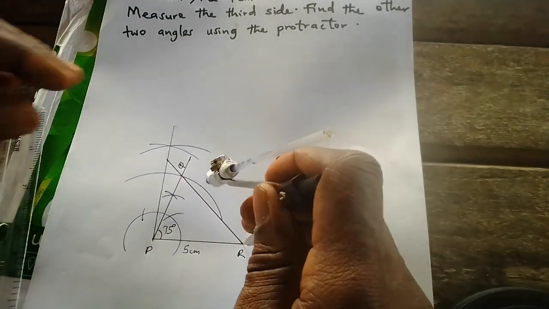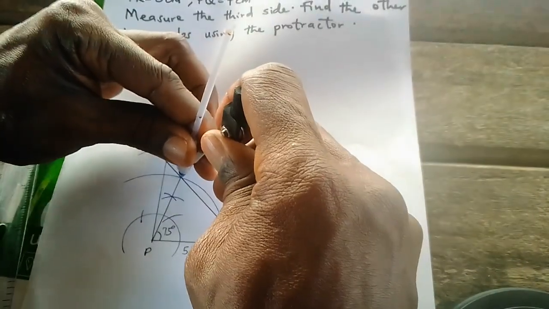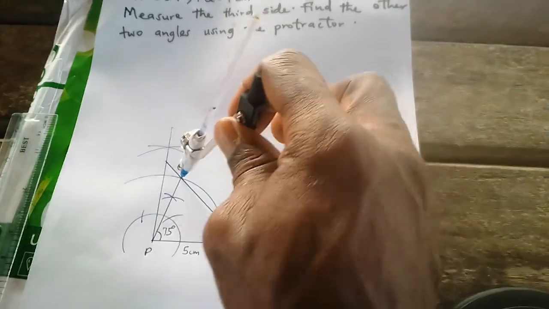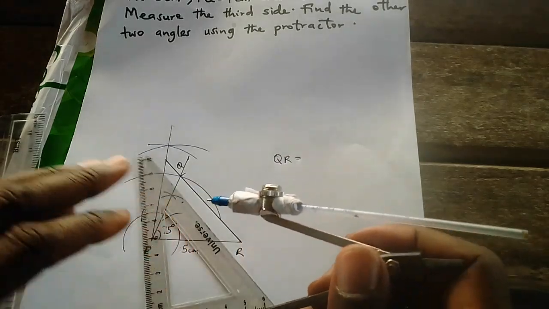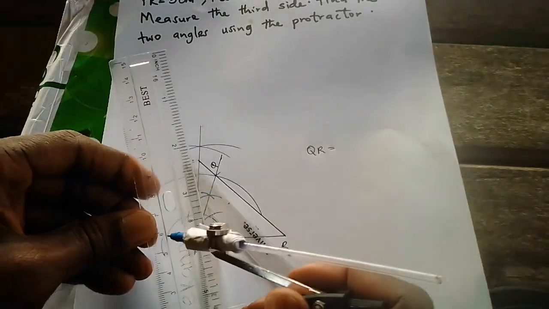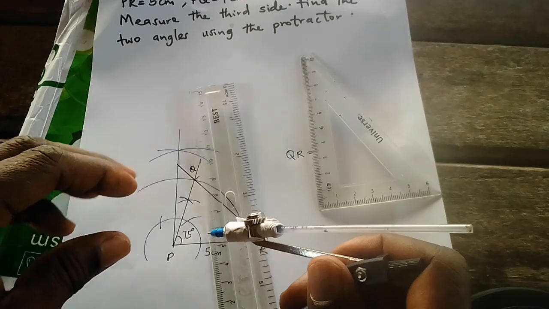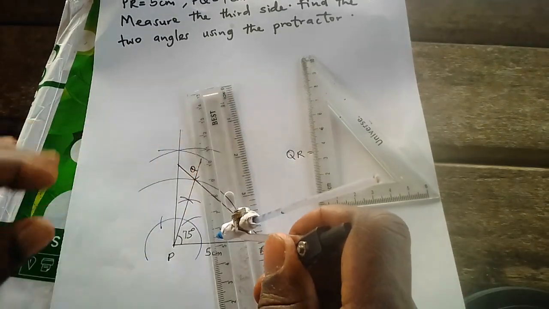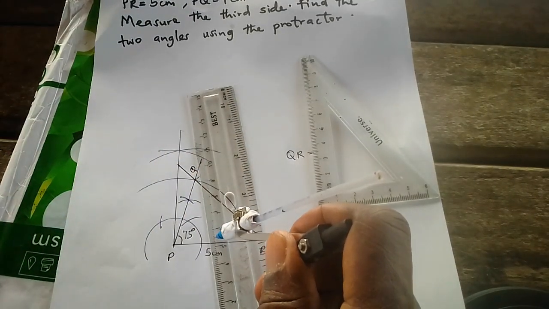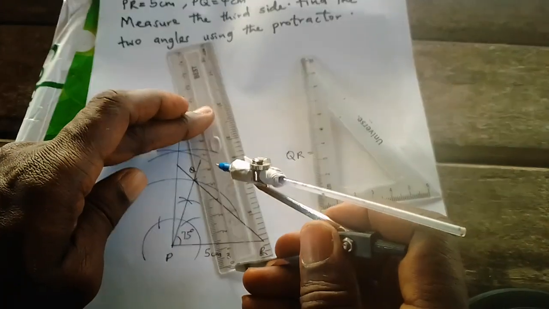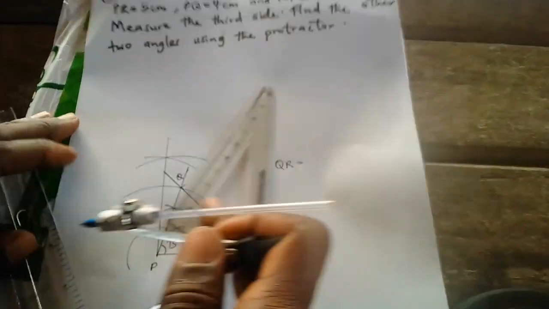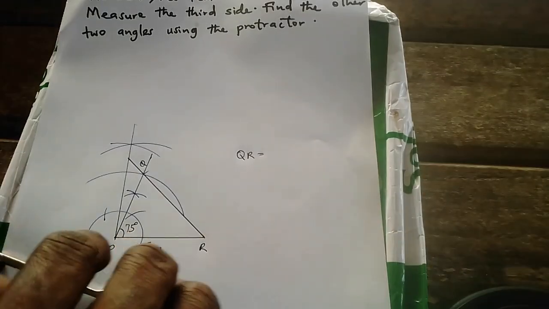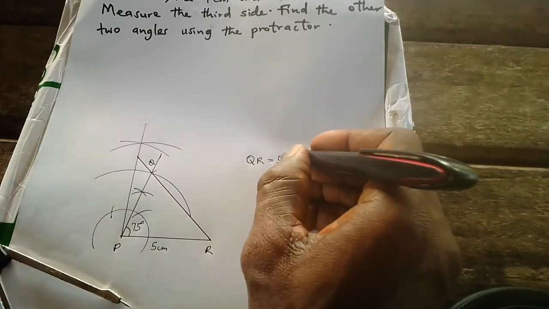Now QR, you can pick your compass, put it at the end here, and make it touch the point, this angle P here. When you use it, you bring it to your ruler to measure. So this gives me what? 5.5 centimeter. You bring it to the point 0 here. So this gives me 5.5 centimeter. So you are going to record 5.5 centimeter.